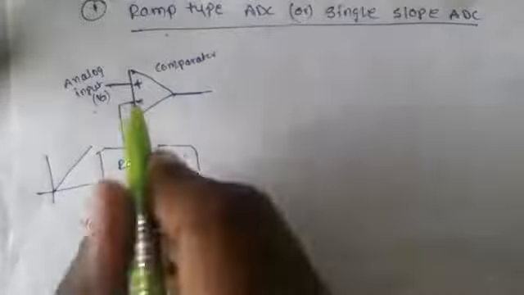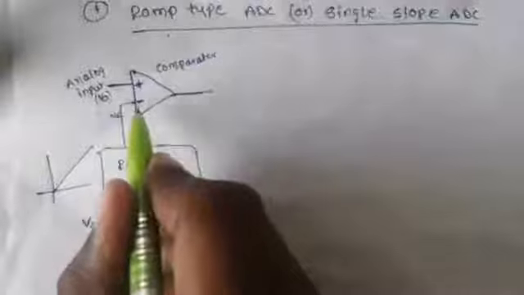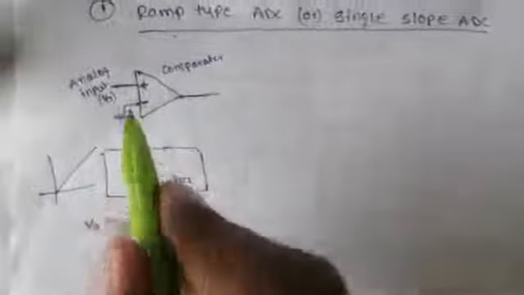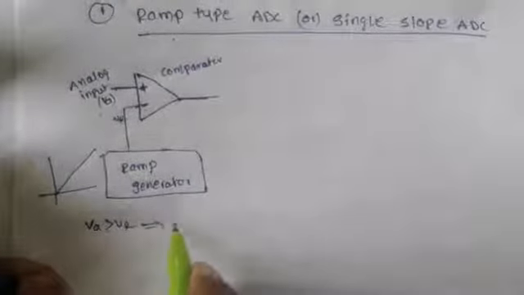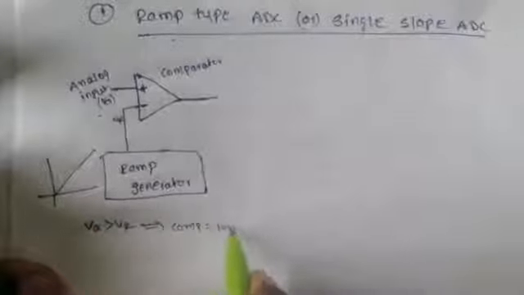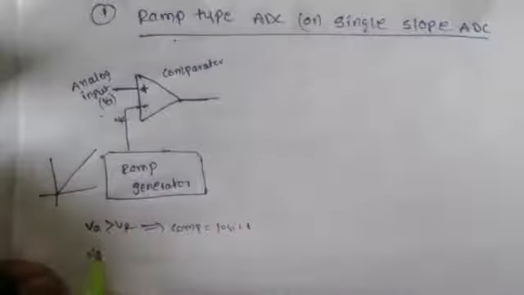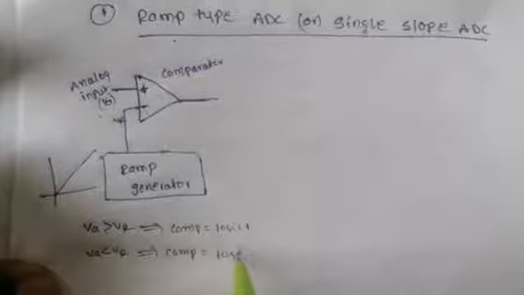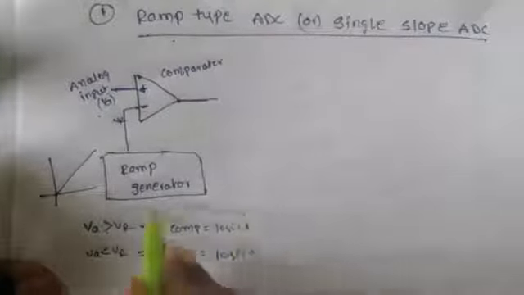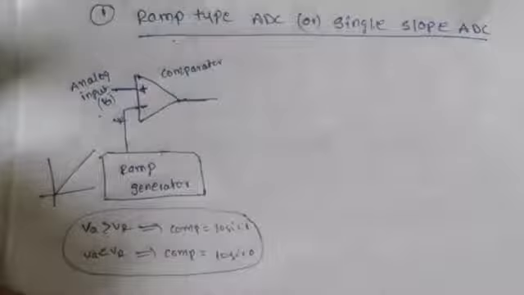VA is greater than the reference voltage. VA is applied to the non-inverting potential, and VR, the reference voltage, is applied to the inverting potential. So if VA is greater than VR, then the comparator output is at logic 1. Positive voltage is higher, so 1. If VA is less than VR, then the comparator output is at logic 0. So based on these two points, the comparator will produce either 0 or 1 output.